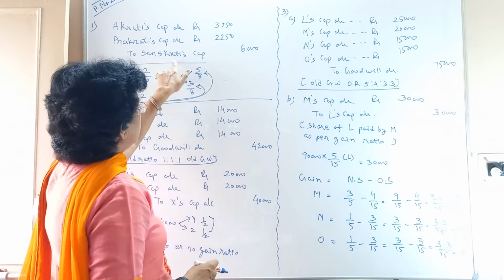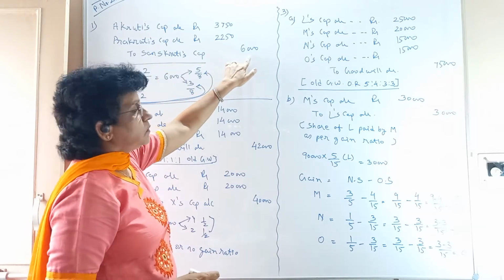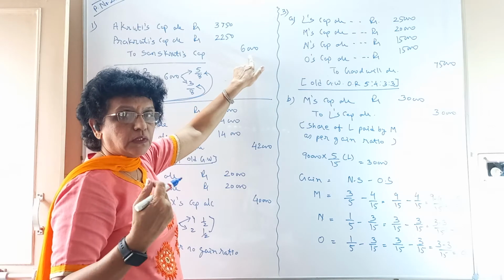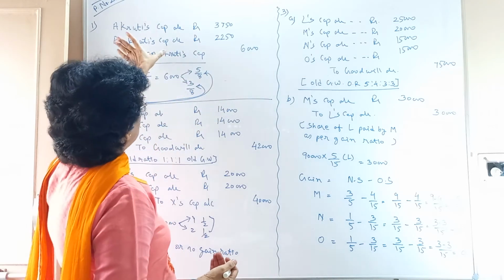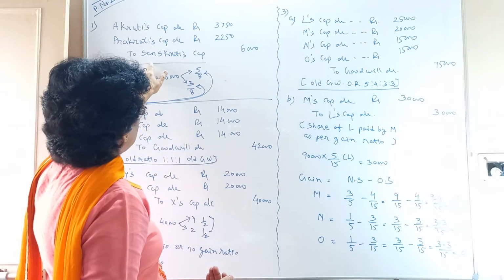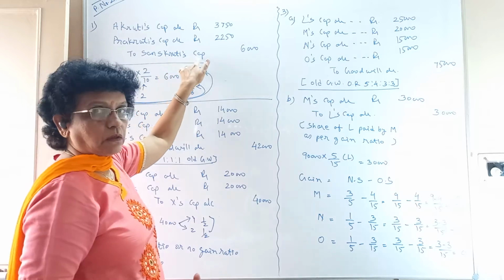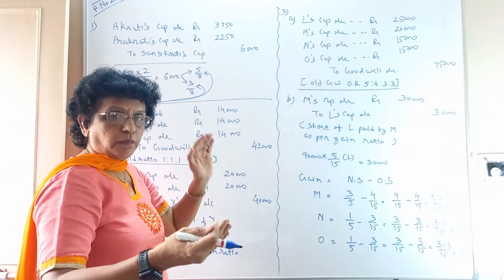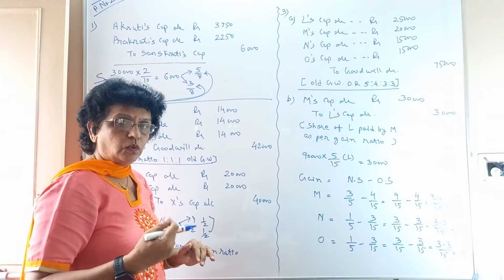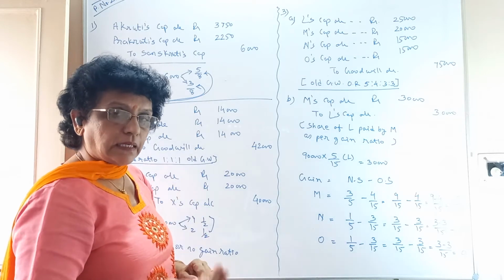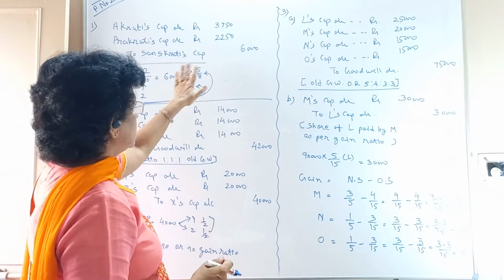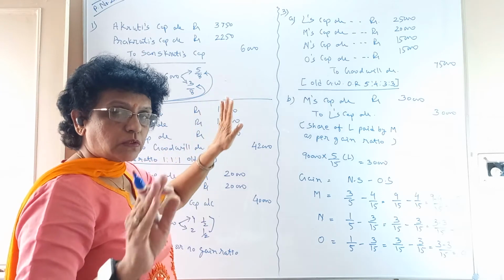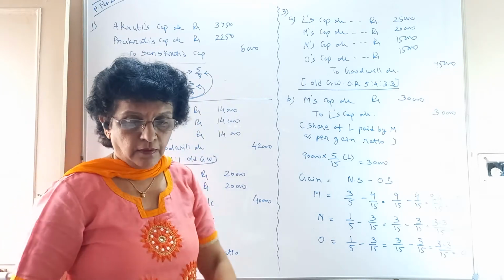To Sanskruti, the retiring partner, she is going to get that money 6,000 towards the goodwill. So this is what your journal entry being the goodwill portion of the Sanskruti contributed by remaining two partners in their gain ratio. Gain ratio remains the same as the old ratio because no information is mentioned.